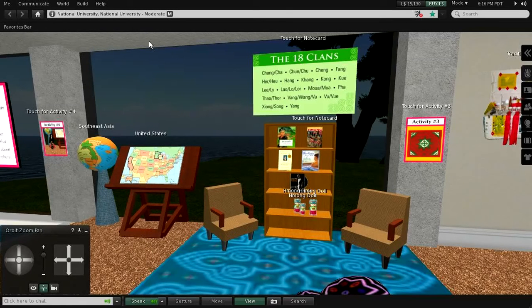The 18 clans. Did Clint Eastwood have to deal with all 18? No, just one.